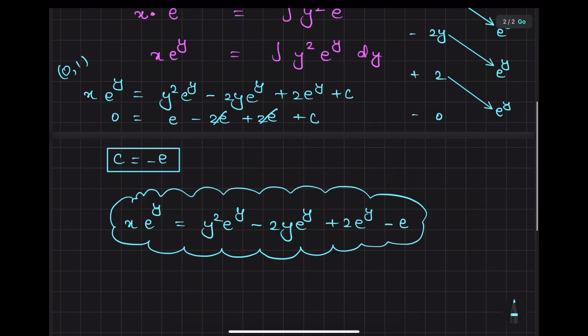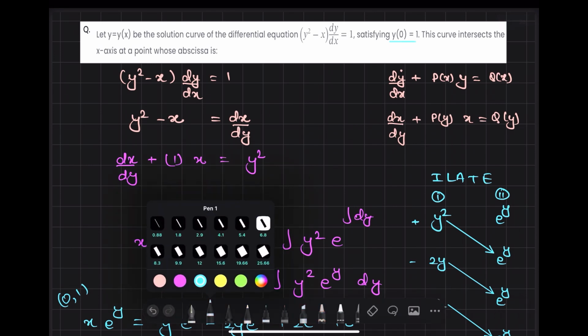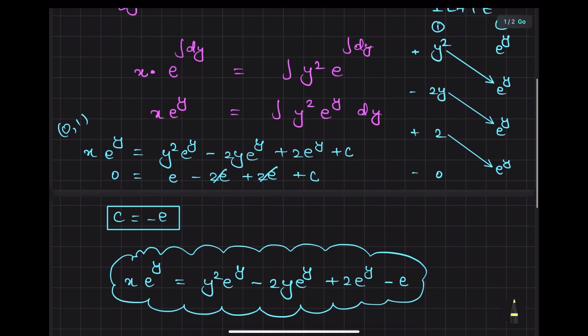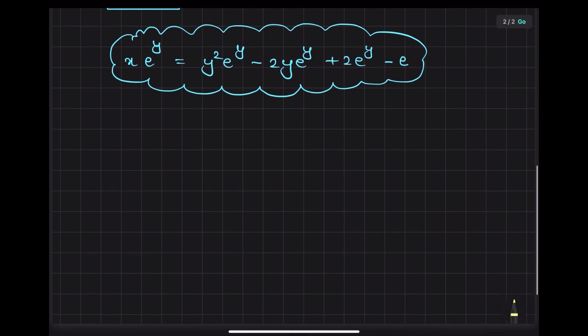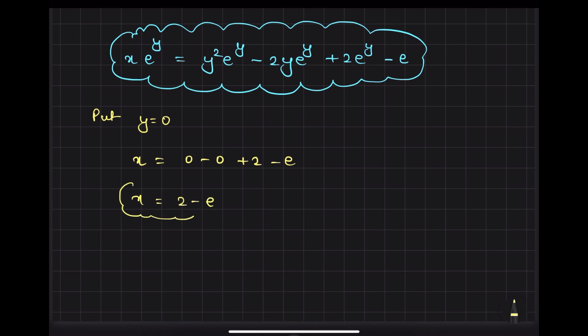So this is our function. Now what do we want? This curve intersects the x-axis at a point whose abscissa is required. X-axis means put y equals 0, then find x. So we have x equals 0 minus 0 plus 2 minus e. So we have the x coordinate as 2 minus e. Therefore the required value is 2 minus e.